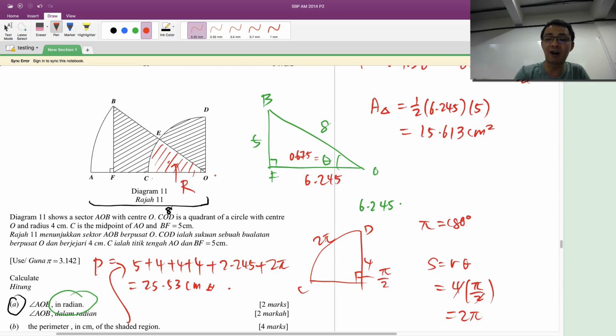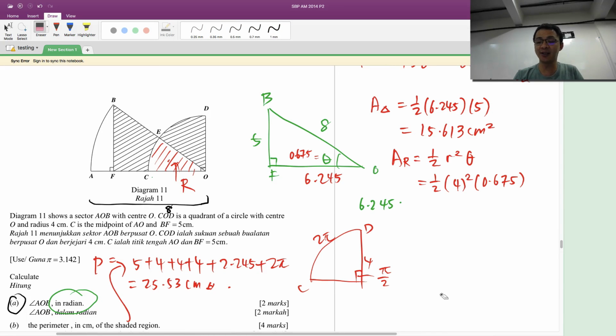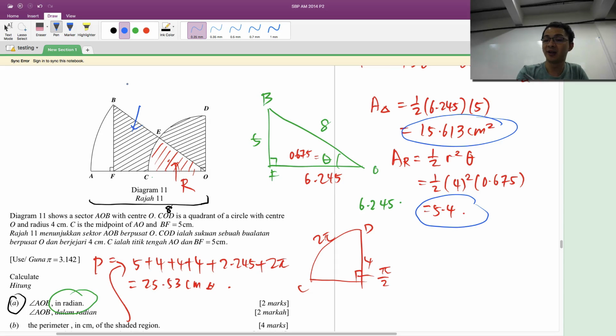Then I will find the small sector, this sector R. I will find the area of R. The sector is half R squared theta, that's the formula. R is 4, squared, theta is 0.675. Then I can easily get the answer using the calculator. 4 squared is 16, 16 divided by 2 is 8, 8 multiplied by 0.675 is 5.4. So in order to get this part, it's just the area of the triangle minus 5.4, so 15.613 minus 5.4.